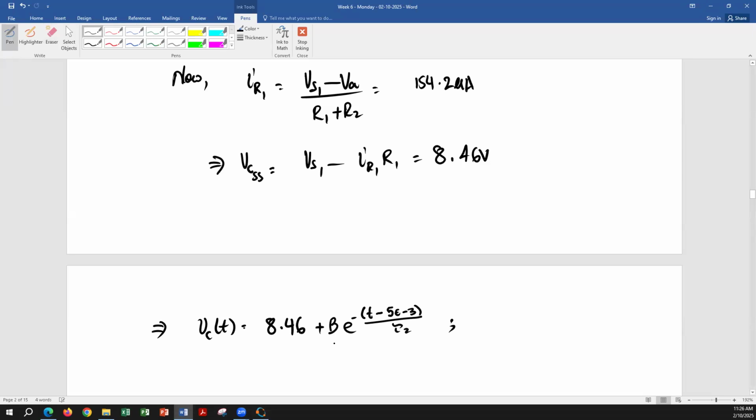Because to find the coefficient B, we're going to apply the initial value of the capacitor voltage, which was at 5 millisecond. So if you just put t over tau 2, then it's going to be 5 millisecond over tau 2, and that is going to give you an incorrect value of B, because you want this term to become 1 at the initial time, whatever the initial time that you're putting.